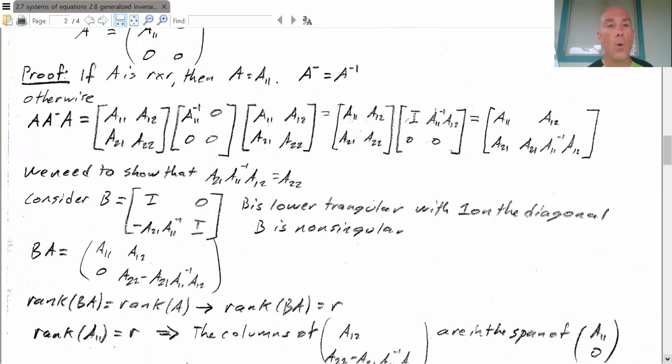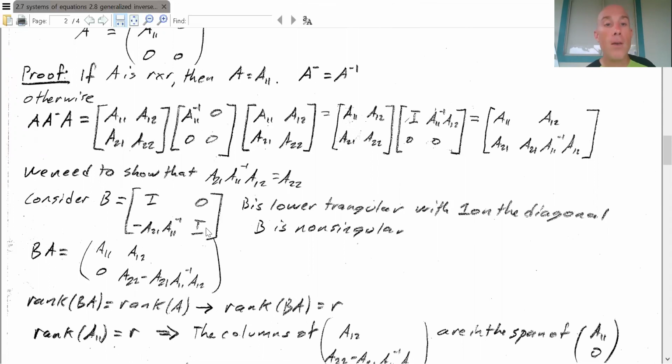Okay, so what I'm going to do is consider B, another block matrix of the dimensions needed to do the multiplication I want. So I'm going to put identity matrices on the diagonal, 0 in the upper right-hand corner, and negative A21, A11 inverse in the lower left. Okay, B is lower triangular with 1s on the diagonal. This means that B is automatically non-singular.